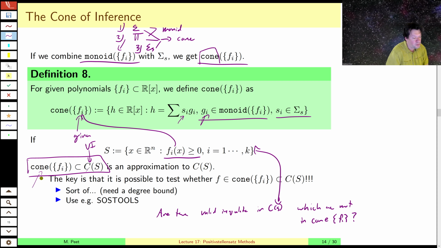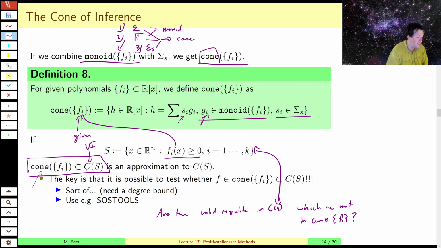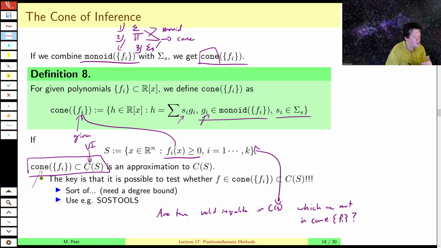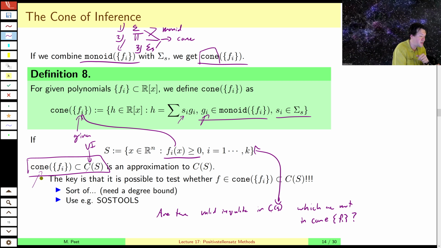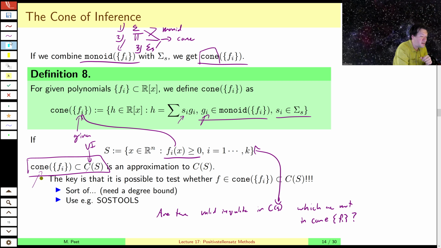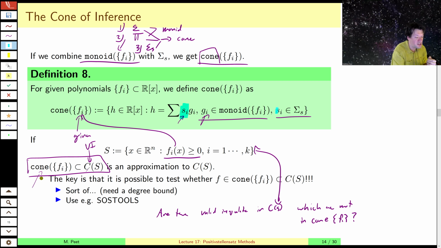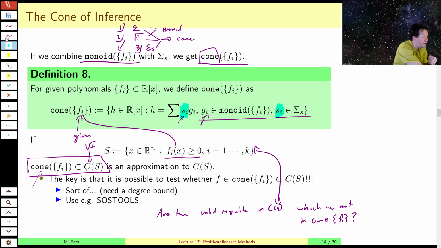The important part, of course, is that it's not possible to test over the set of all valid inequalities because it doesn't have a computational form. It is possible to test using sums of squares whether a function is in the cone, because now we know how to optimize over sums of squares, and so these become our decision variables. We know how to enforce this constraint.